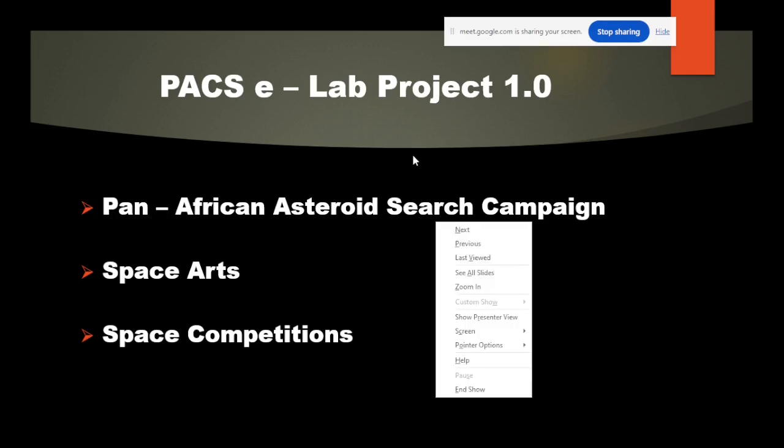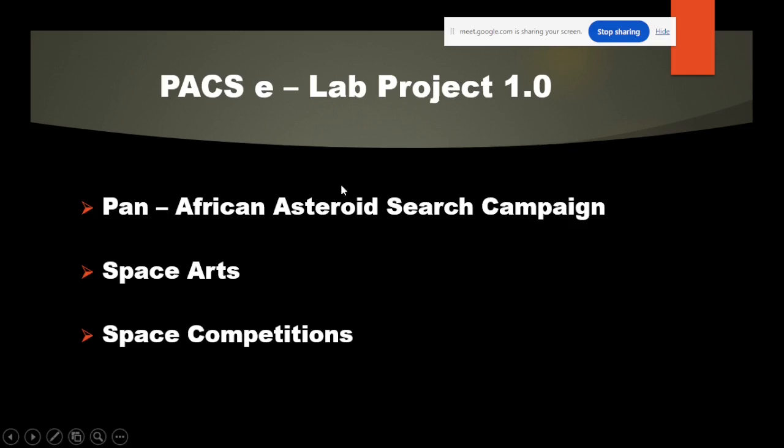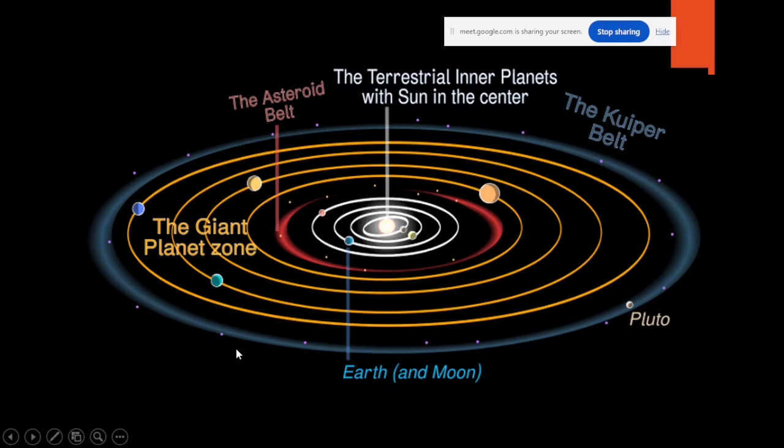Okay, so under the first project 1.0, we carry out projects on asteroid search. We also do what we call space art. We promote space using space art. Then we have space competitions. So let me explain it. Why do we search for asteroids in the first place? What are these asteroids? And why do we search for them?